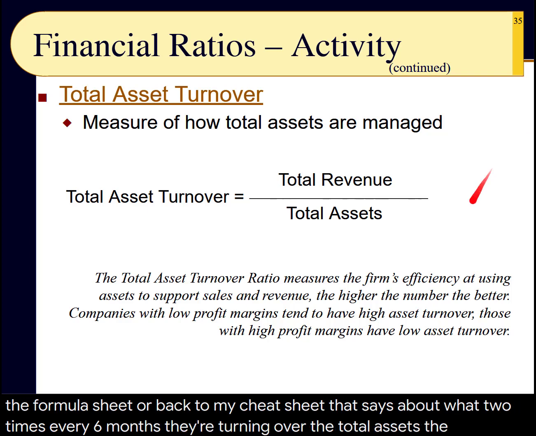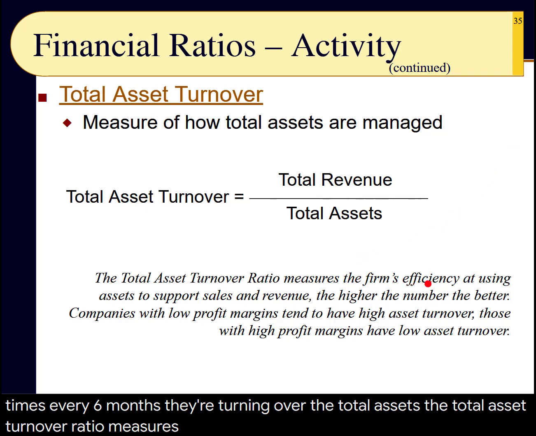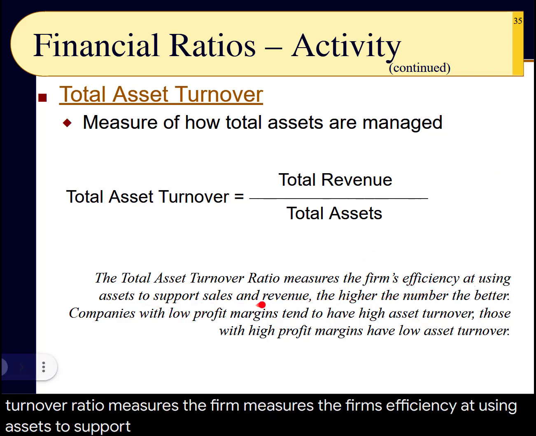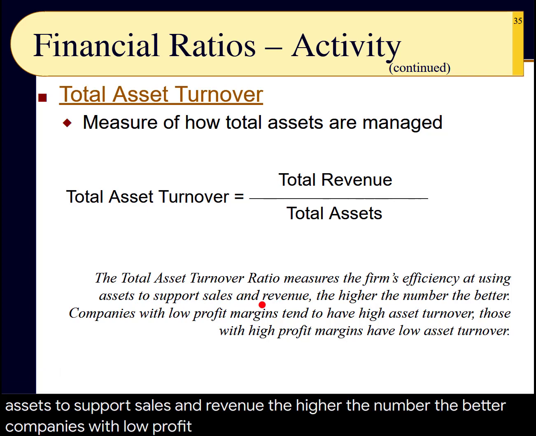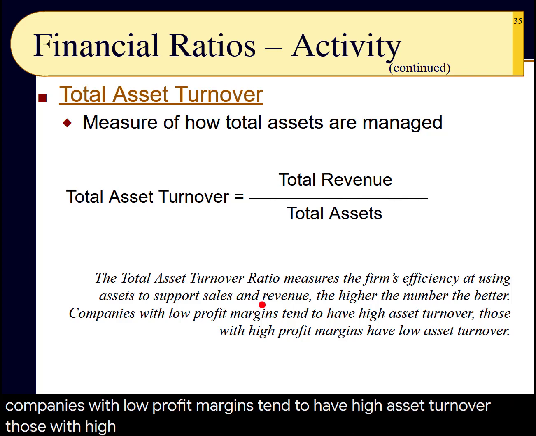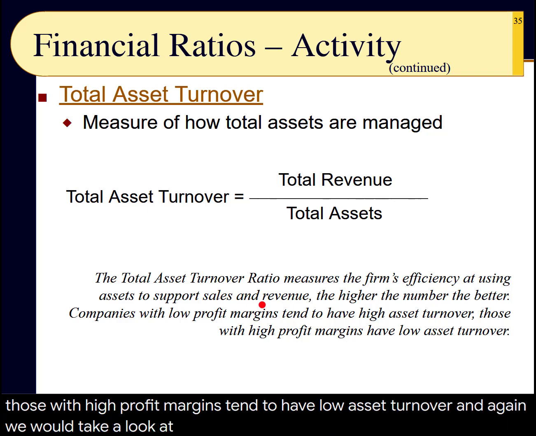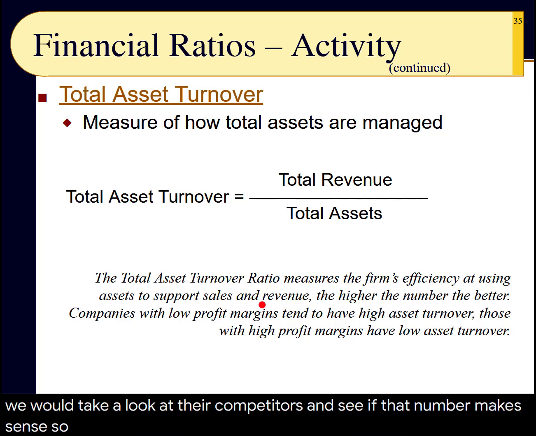The total asset turnover ratio measures the firm's efficiency at using assets to support sales and revenue. The higher the number, the better. Companies with low profit margins tend to have high asset turnover. Those with high profit margins tend to have low asset turnover. And again, we would take a look at their competitors and see if that number makes sense. So those are the activity ratios.